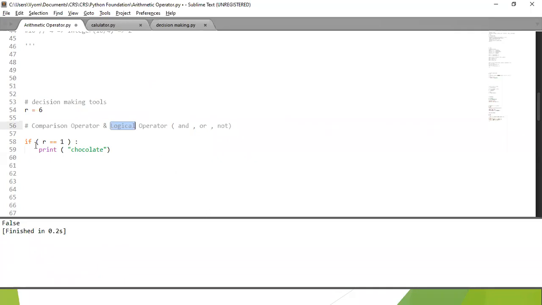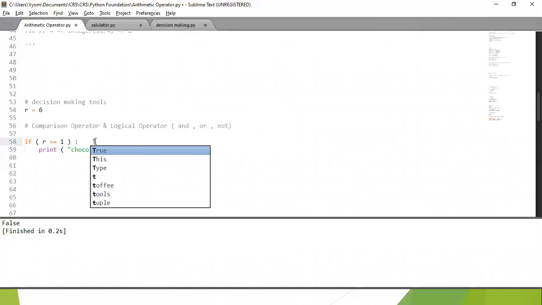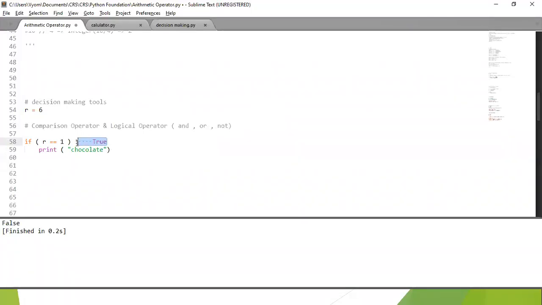Fine. So let's say if. This is for decision making. If R equal, everybody knows now what is equal. If R becomes equal to 1, then this condition will become true. And if this condition becomes true, we'll print chocolate. If it doesn't, we'll print nothing. Nothing gets printed on the screen. Why? Because this condition didn't become true.